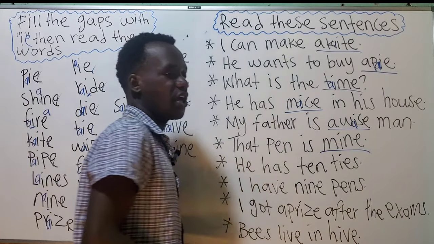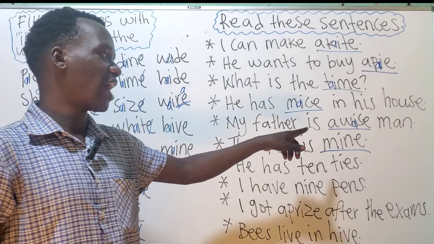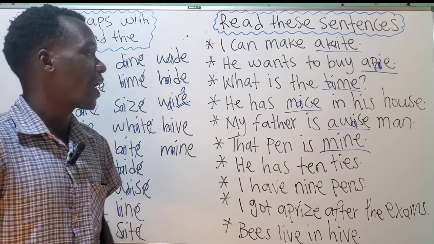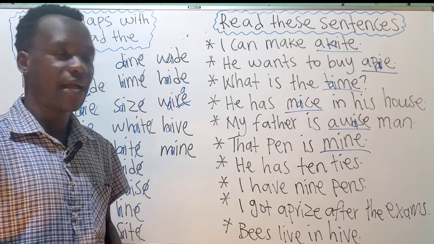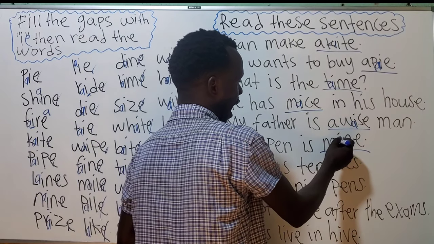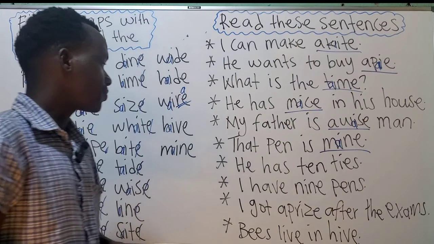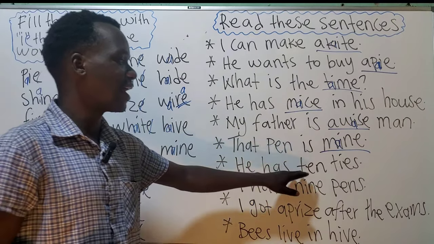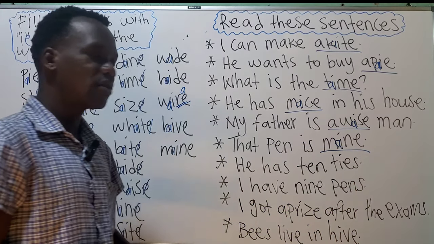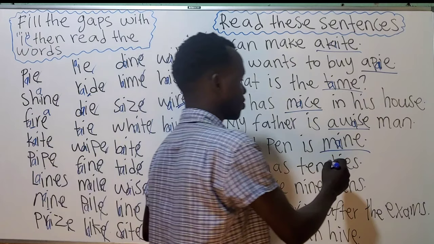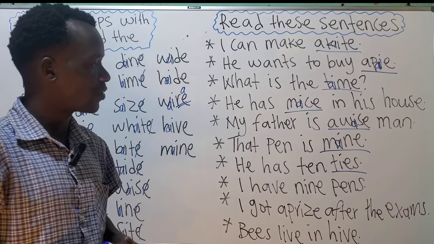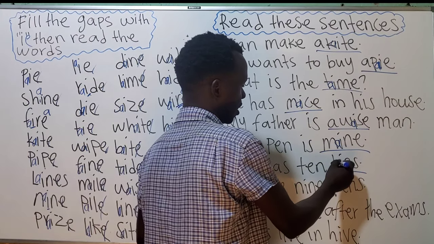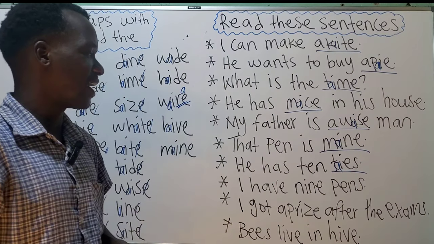What do you hear from me that you cannot see in that word? You can hear A. If I say ma, you can hear A. Ma. He has 10 ties. He has 10 ties. What can you hear from this word, but you cannot see it? You hear ta, A, which is A, in between T and I.